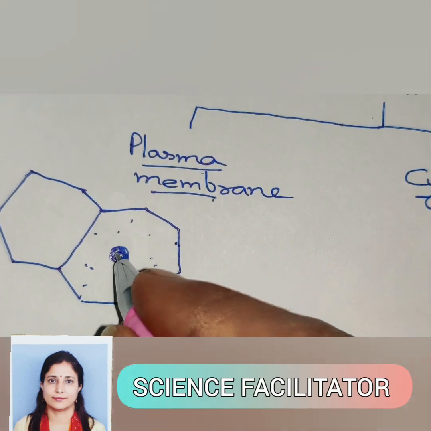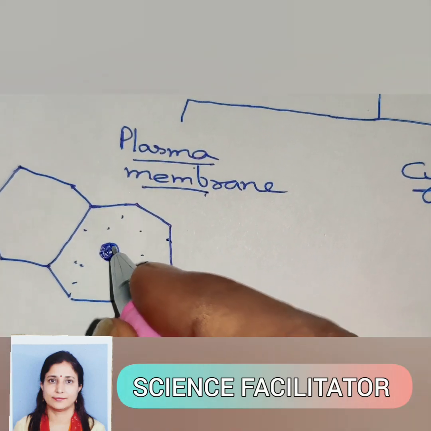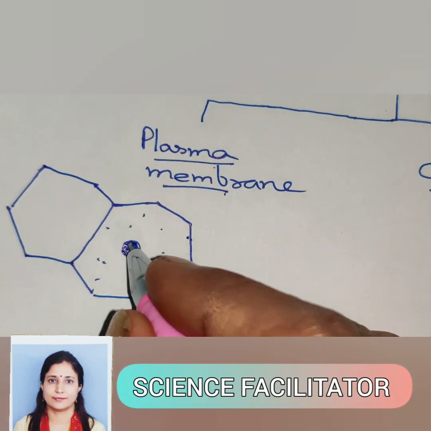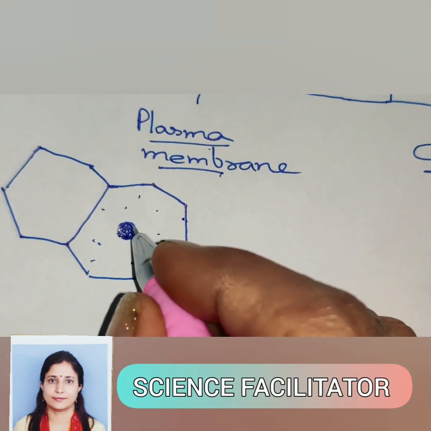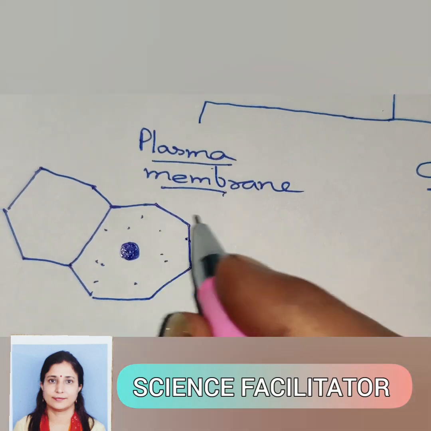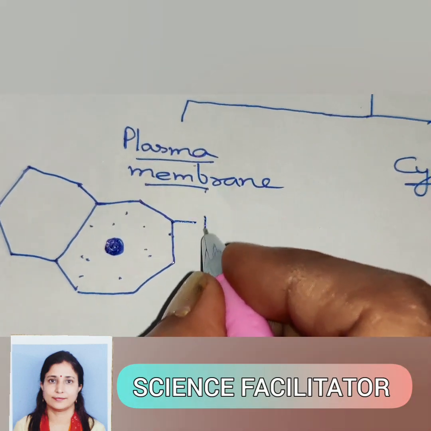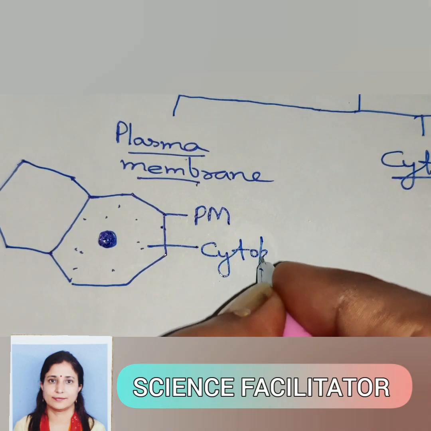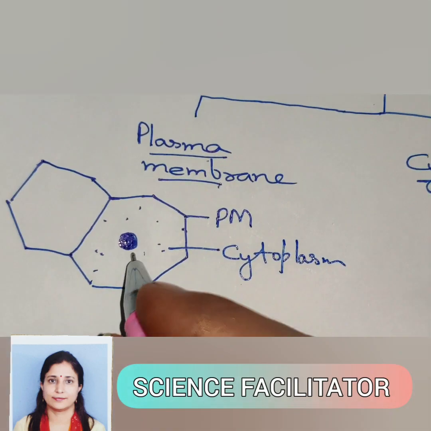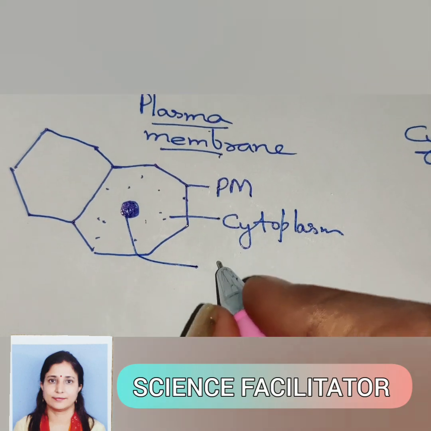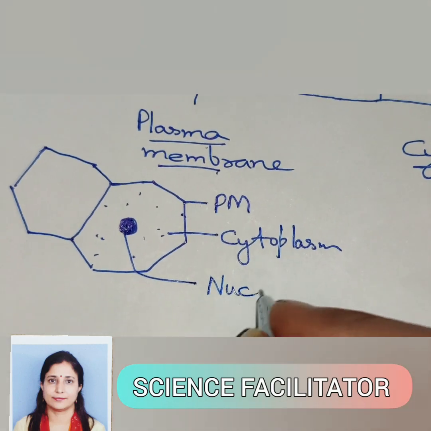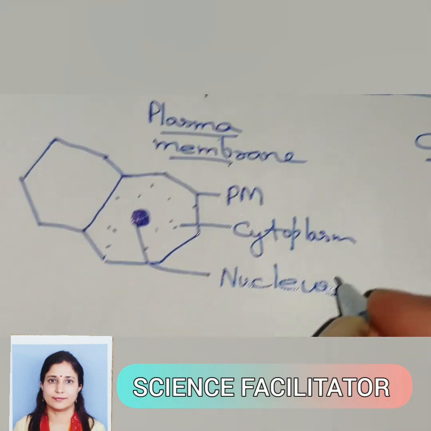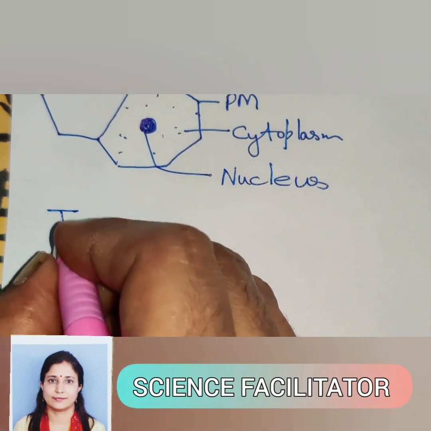this plasma membrane and centrally darkly stained body is cytoplasm, and this centrally placed darkly stained body is the nucleus. So these are the three main components: plasma membrane, cytoplasm, and nucleus. Let's discuss all the three components individually.